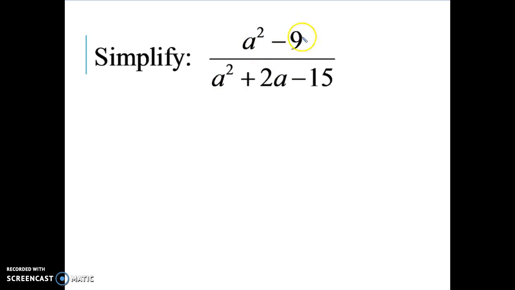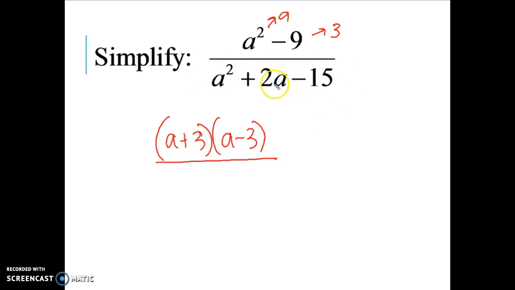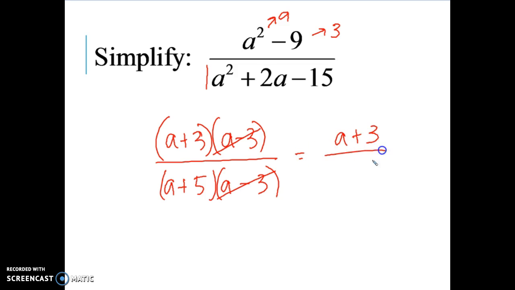Alright, on top, I don't have a GCF, but I do have two terms with subtraction, and a squared is a perfect square, 9 is a perfect square, so I can do difference of squares. The square roots are a and 3, so I'm going to have a plus 3 and a minus 3. Then on the bottom, I've got a plain Jane trinomial with this 1 out front. So I have to multiply to negative 15 and add to 2. My two numbers that give me 15 are 5 and 3. I need the 5 to be positive and the 3 to be negative to get to a positive 2. On top and bottom, I have a minus 3, so it cancels, and I'm left with a plus 3 over a plus 5.